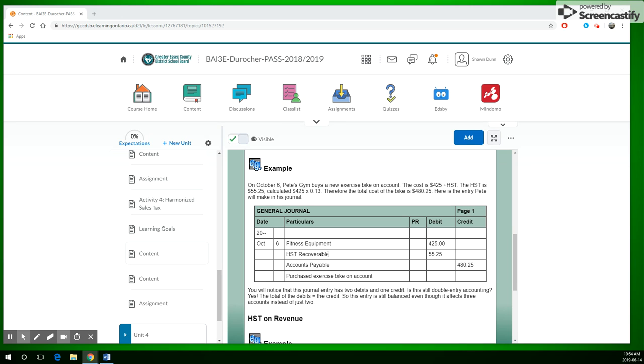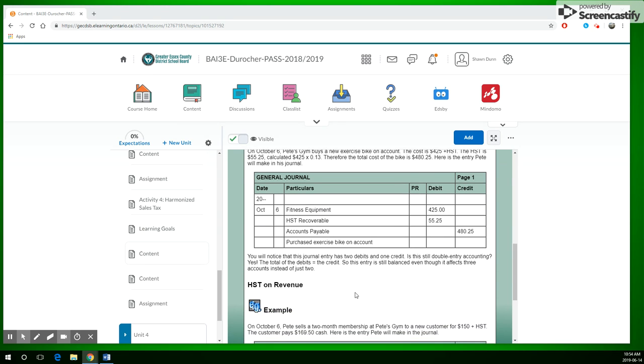Now, HST recoverable has a debit balance. It's a contra liability account. It would be up in the asset section, even though it's a contra liability, it has a debit balance, and I've been putting it in the asset section because it's something that you are going to get that money back.